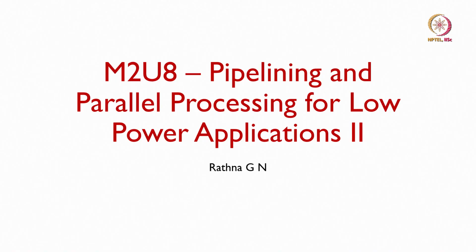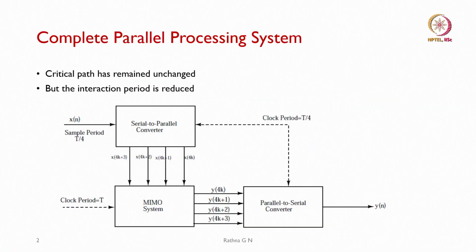Yeah, welcome back. So, we are discussing pipelining and then parallel processing for low power applications. Continuing with that, because we need parallel processing, the data has to be fed in parallel. So, from sequential, how we will be converting into parallel, we will see in this figure. The critical path has remained unchanged in these cases, but the iteration period is going to be reduced in this.